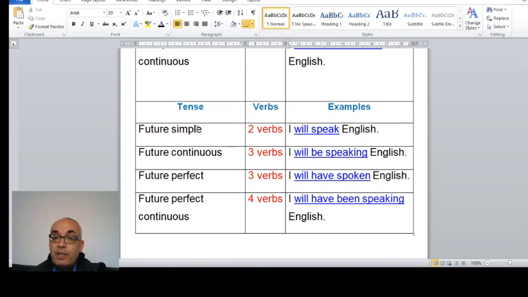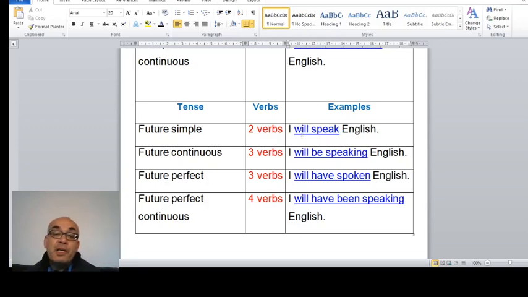So we've got future simple, two verbs. Now future simple, I know it's simple, but we use two verbs because we cannot make future with a future verb. I cannot say I will and stop. I cannot say I shall and stop. So I need another main verb with it, because I explained this before, because will is an auxiliary verb. So you need a main verb with it, and the same with shall. So yes, we call it simple, but we have to use two verbs.